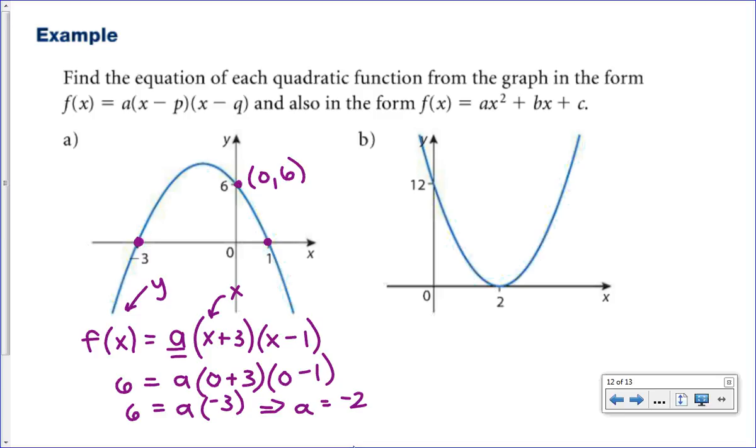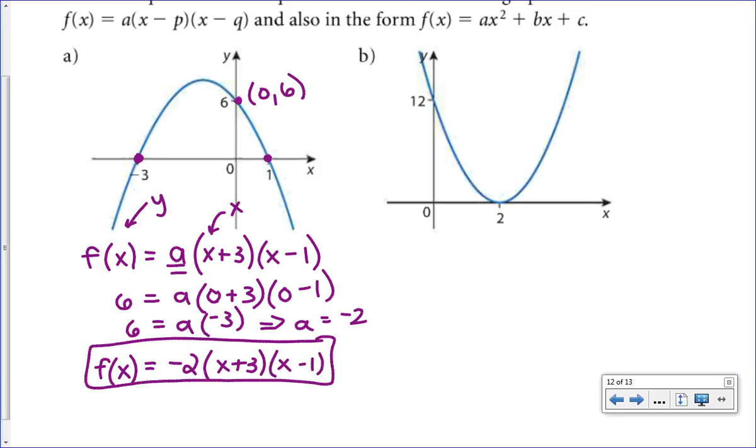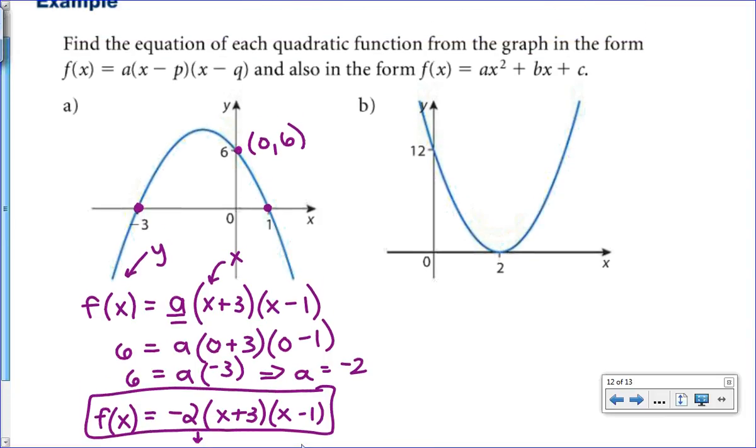Okay, so now I've determined the intercept form for this function, and I have to go back to f of x, right? I'm changing it back to a function. -2 as our a value, x plus 3, x minus 1. So there's the intercept form. To get this thing in standard form, you'll just FOIL it out. Right, you'll just expand this and then combine all the like terms to get it to standard form. I probably won't do that in the interest of time. And let's look at part B.